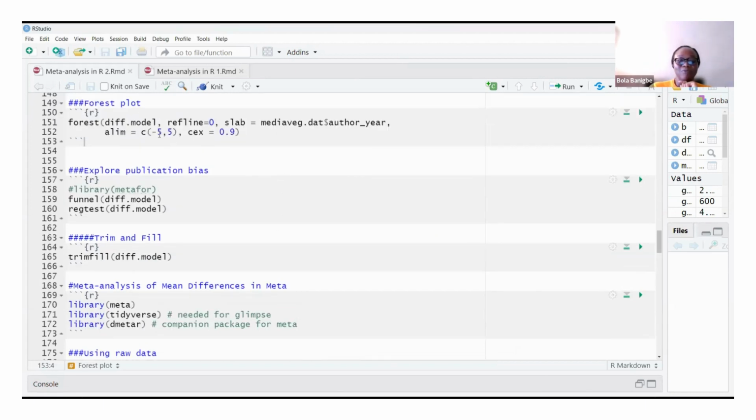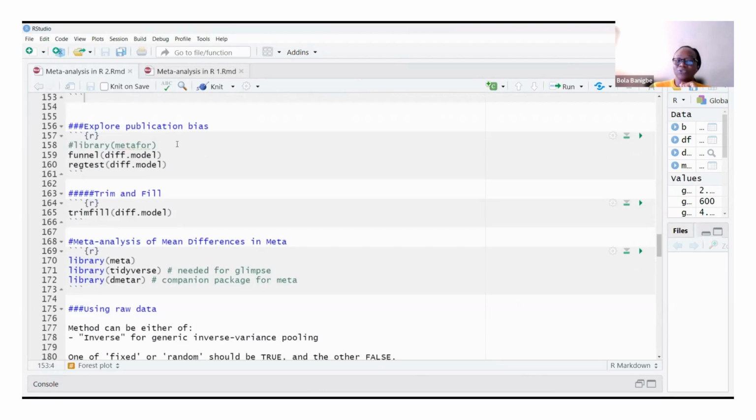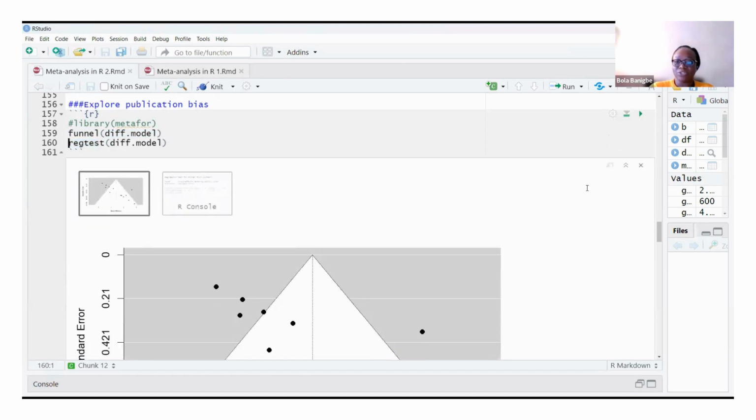So we've seen the forest plot. Now we're going to explore whether there is publication bias in this meta-analysis. To do that, we're going to use two methods: the visual method by generating the funnel plot, and then the regression test. So here, you call up the funnel function and tell R the name of your object, and then the reg test, tell R the name of your object. So if we run that, what do we have?